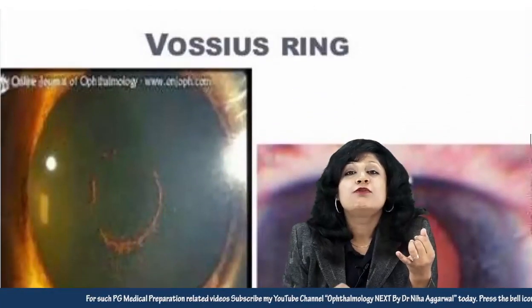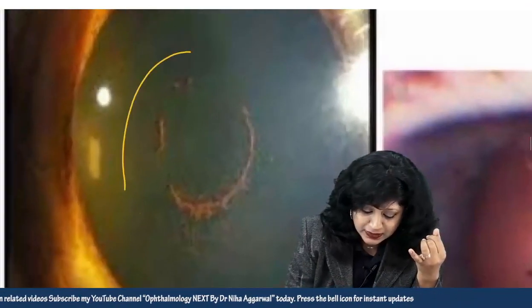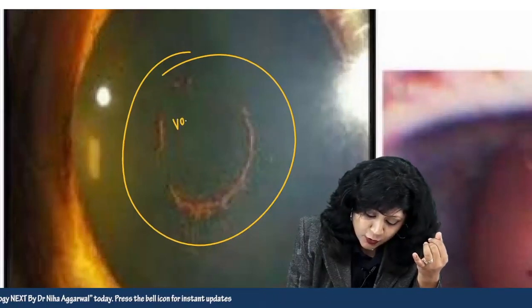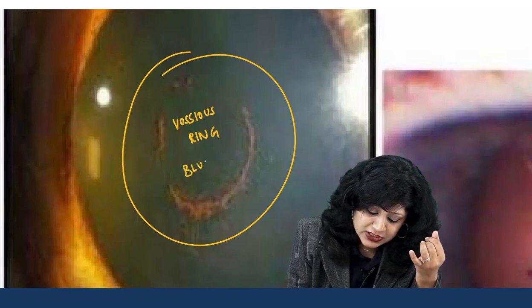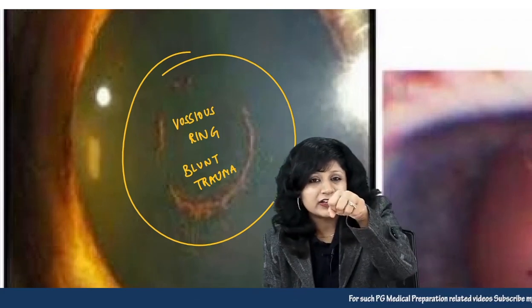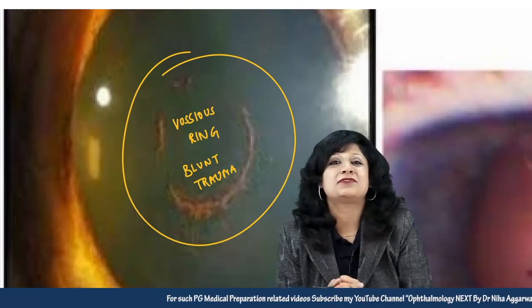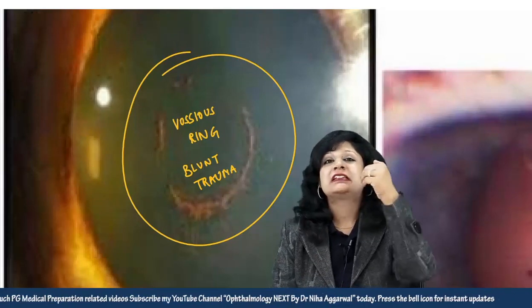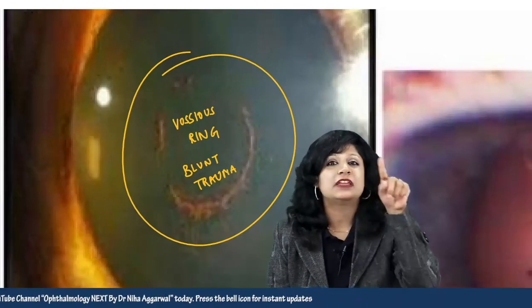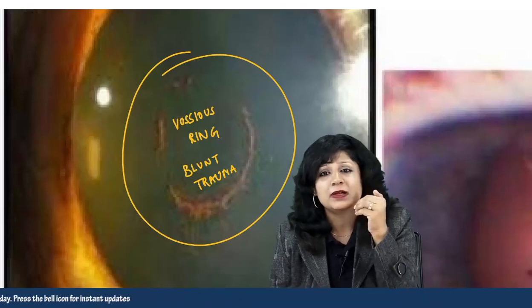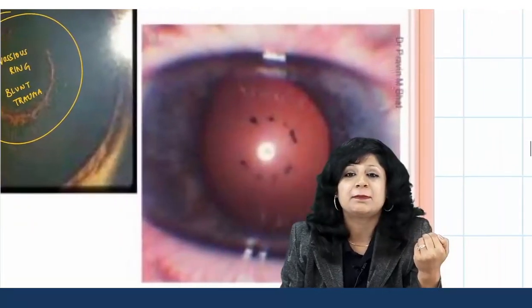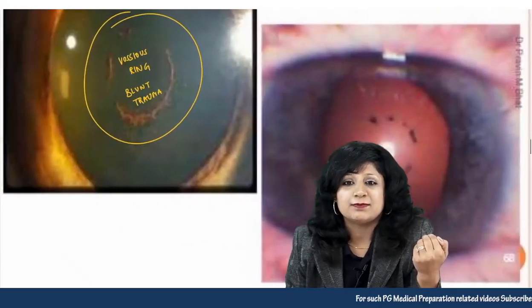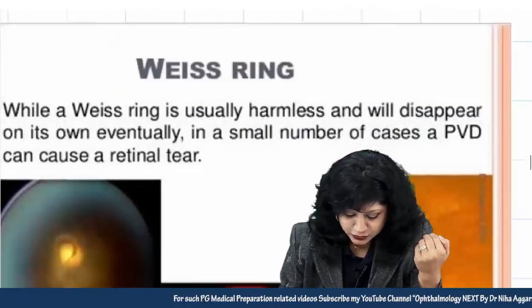Next is your Vossius ring. Can you appreciate this pigmented ring? This is called Vossius ring. Where do you get this Vossius ring? Vossius ring is found in blunt trauma, most commonly a fist injury or punch injury. There is an imprint of the circular edge of the iris. Usually the constricted pupil imprints on the anterior capsule of the lens. This is called a Vossius ring. Very typical. You can get this kind also and this type also. This you get in cases of blunt trauma.